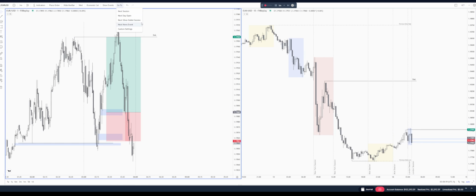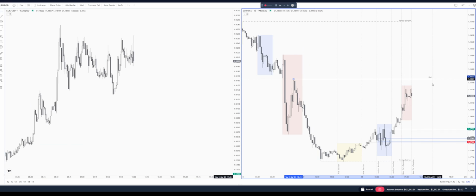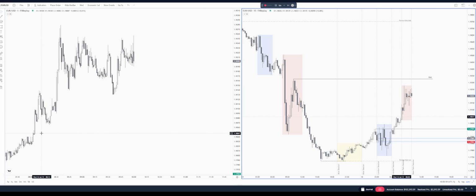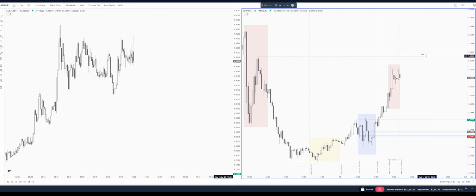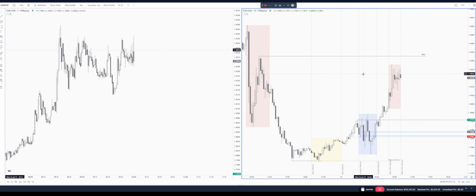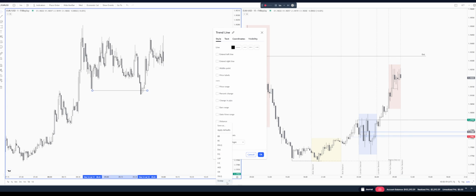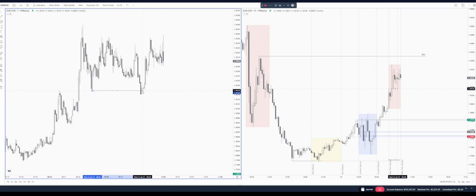Let's move on to the next silver bullet session. Looking at the next silver bullet session, we can see that our draw on liquidity right here is still intact. So the rules are the same. The higher time frame draw on liquidity has been established. Now all we're waiting for is a sweep of liquidity on the lower time frame here. And as we can see, we had a sweep right here already. So I am assuming that as long as the draw on liquidity is up there, we will likely respect this level. So this could be where we place our stop loss.